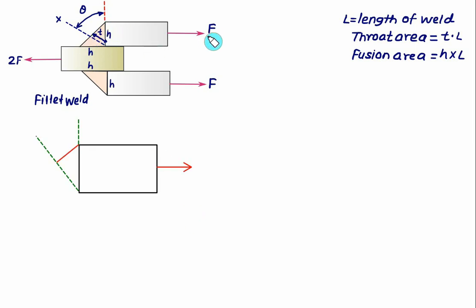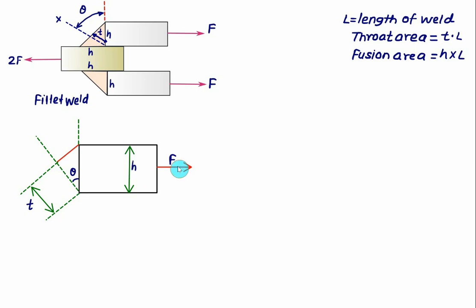This force is equal to F. The angle between the vertical and this plane will be equal to theta. So let's represent here theta. Here this dimension is the same as this dimension, equal to T. That is the throat thickness. And this one is our leg size equal to H. H represents the leg size.